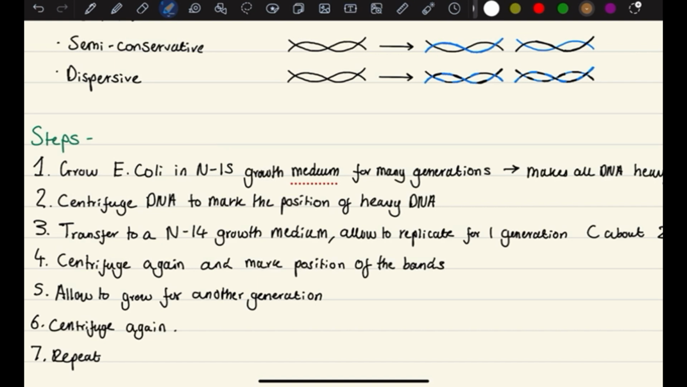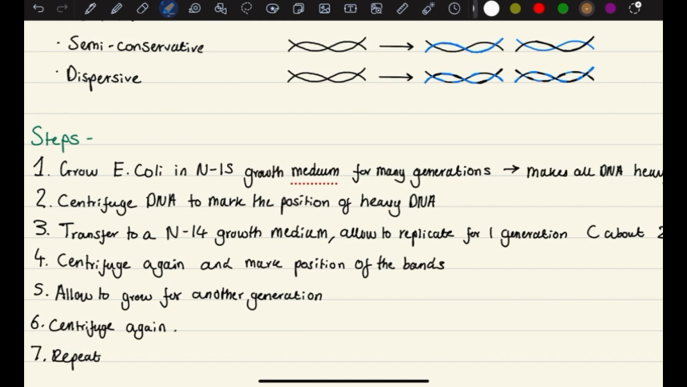They transferred the E. coli into a nitrogen-14 growth medium. So you can see it was all using the nitrogen-15. Happy days. Now all this DNA has nitrogen-15. Then Meselson and Stahl said, let's shift it into a nitrogen-14 growth medium because it will then use that nitrogen-14 to make more DNA. And we can tell what's the difference between the original DNA and the new one. So that's the rationale. So they transferred it to the nitrogen-14 medium.